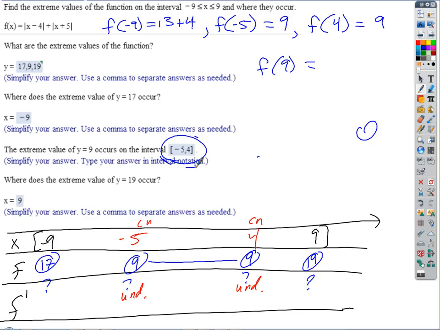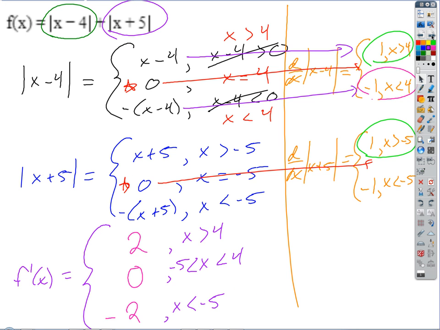So you get that? That contains an infinite number of points. And then the extreme value of 19 occurs at x equals 9. Does that make sense? Okay. So you have to do some interpretation of that problem a little bit. Okay, so moving on.